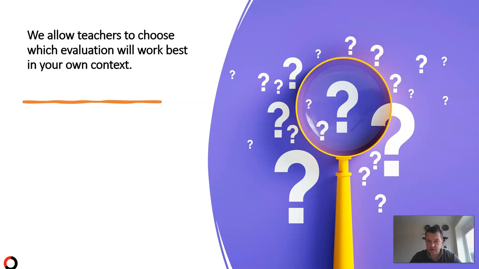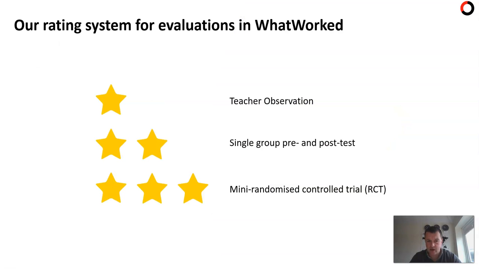In WhatWorked, we allow teachers to choose which evaluation will work best in the context of your own school. So we don't have a one-size-fits-all. You have 3 options, and the 3 options revolve around our 3-star rating system. So 1-star rated is the teacher observation. The 2-star rated evaluation is the single group pre and post test. And then our 3rd star is the mini randomized control trials. So let's have a look at these in a little bit more detail.